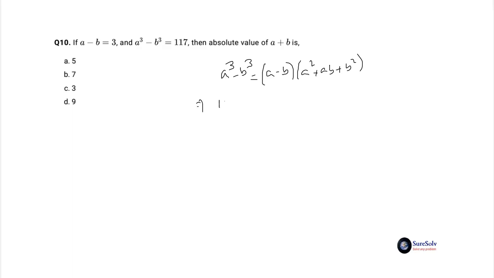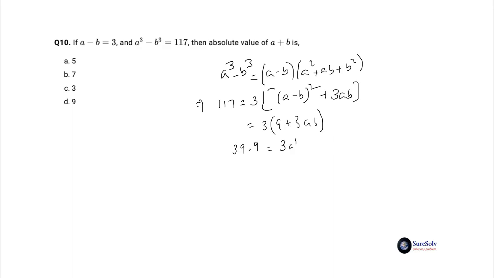Or 117 equal to 3 multiplied by a minus b whole square plus 3ab, equal to 3 into 9 plus 3ab. From this, we'll get the value of ab. 117 divided by 3 is 39. So 39 minus 9 equal to 3ab. It follows ab equal to 10.